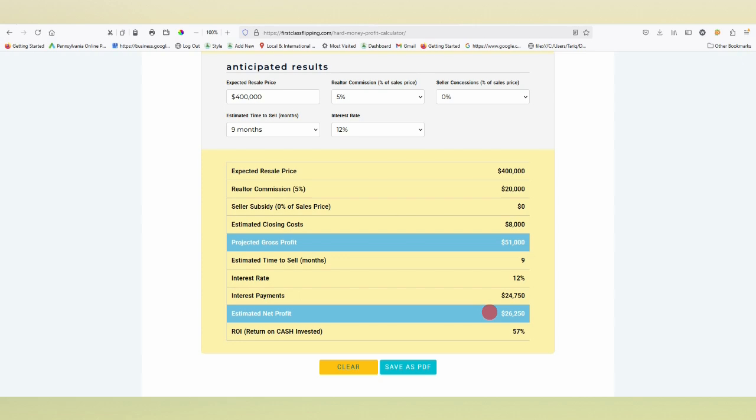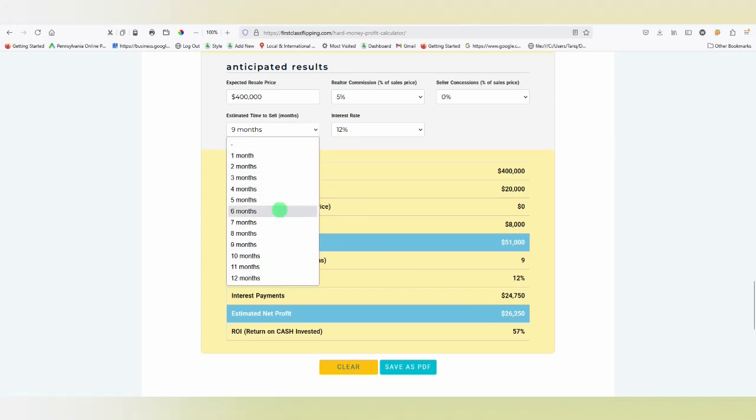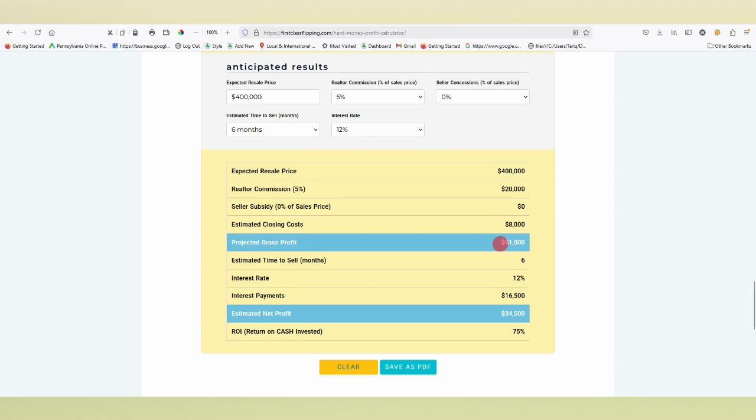Or how about, let's say you get it done quicker. Let's say you can get in and out in 6 months. Once you get out in 6 months, you're only holding your lender's money for 6 months. If you look here, your gross profit still stays the same. What's going to eat into your profits is how long you hold this money. So now you have an estimated profit of about $35,000, which isn't too bad.